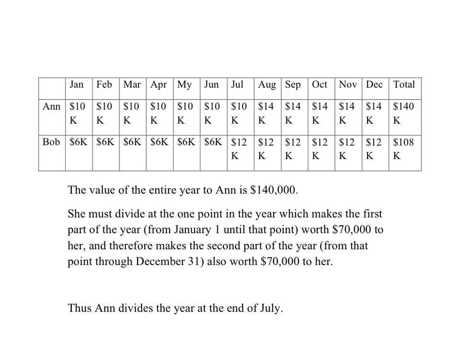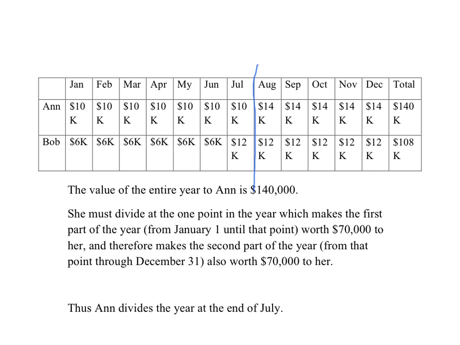Where is that value midpoint? Well, that is right at the end of July, right? Because January through July, that's 7 months at $10,000 each. That's worth $70,000. And the remaining 5 months are also worth $70,000. 5 months at $14,000 each. And when I say worth $70,000, that means worth $70,000 to Anne.